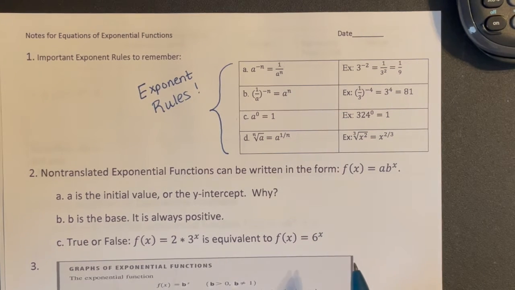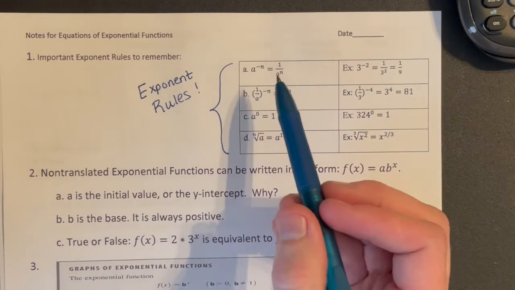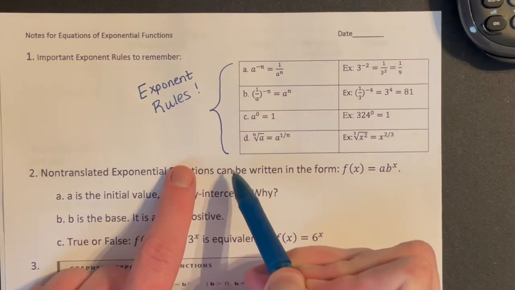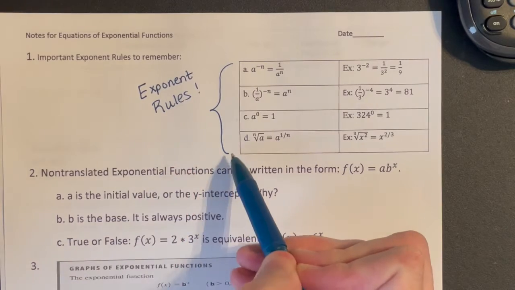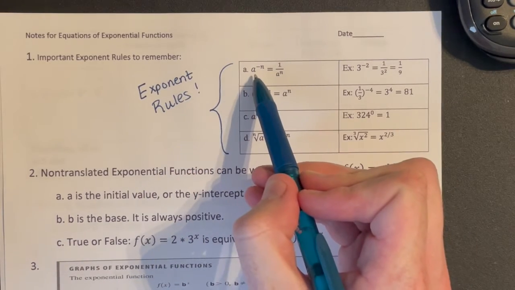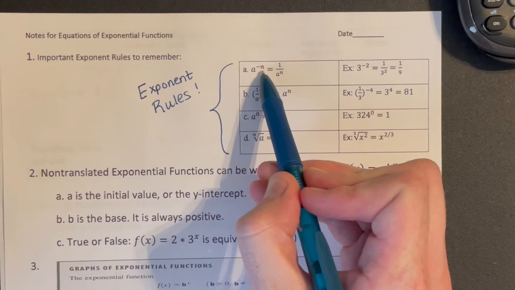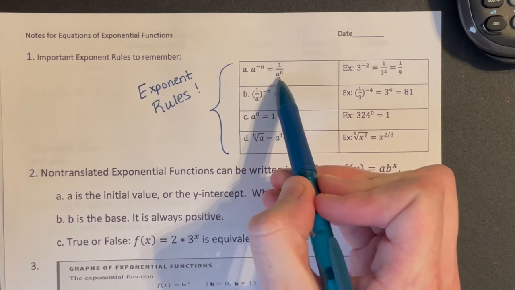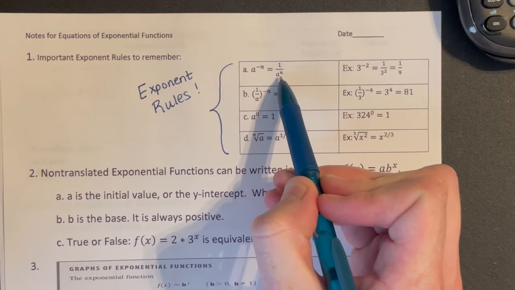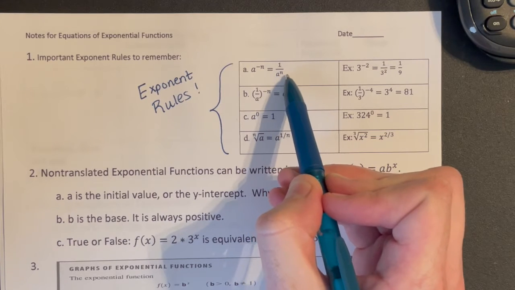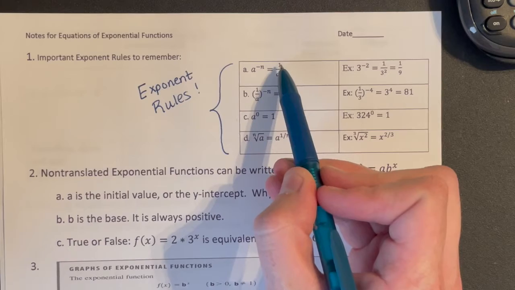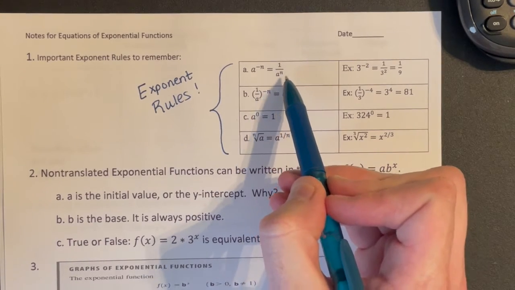For this lesson, we're going to be doing the equations of exponential functions. Before we start the equation, we need to remind ourselves of these important exponent rules. When we have an exponent that's negative, that negative exponent will move the thing back down to the denominator. If it was in the denominator and it was a negative exponent, it'd move it back up to the numerator. So it will make it cross the fraction bar.